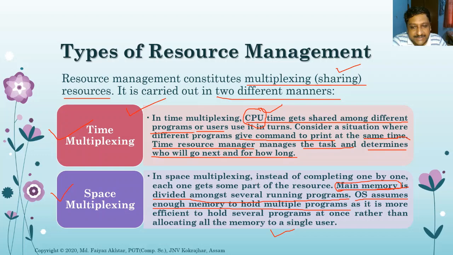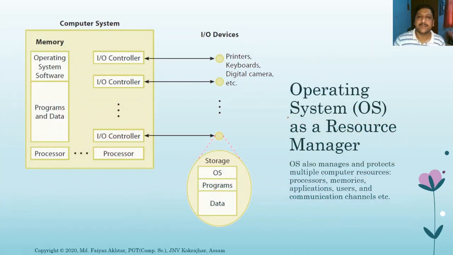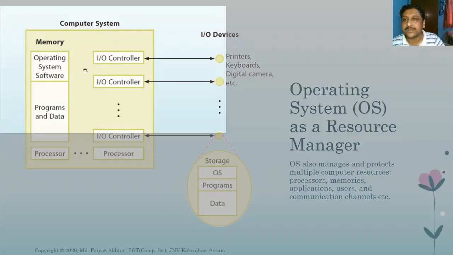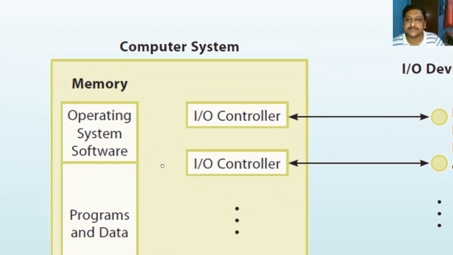Space multiplexing is done with main memory, and time multiplexing is done with the CPU. Okay, see, some picture is given here. The operating system, input output devices, storage, so many things are managed like this. Okay, computer system.